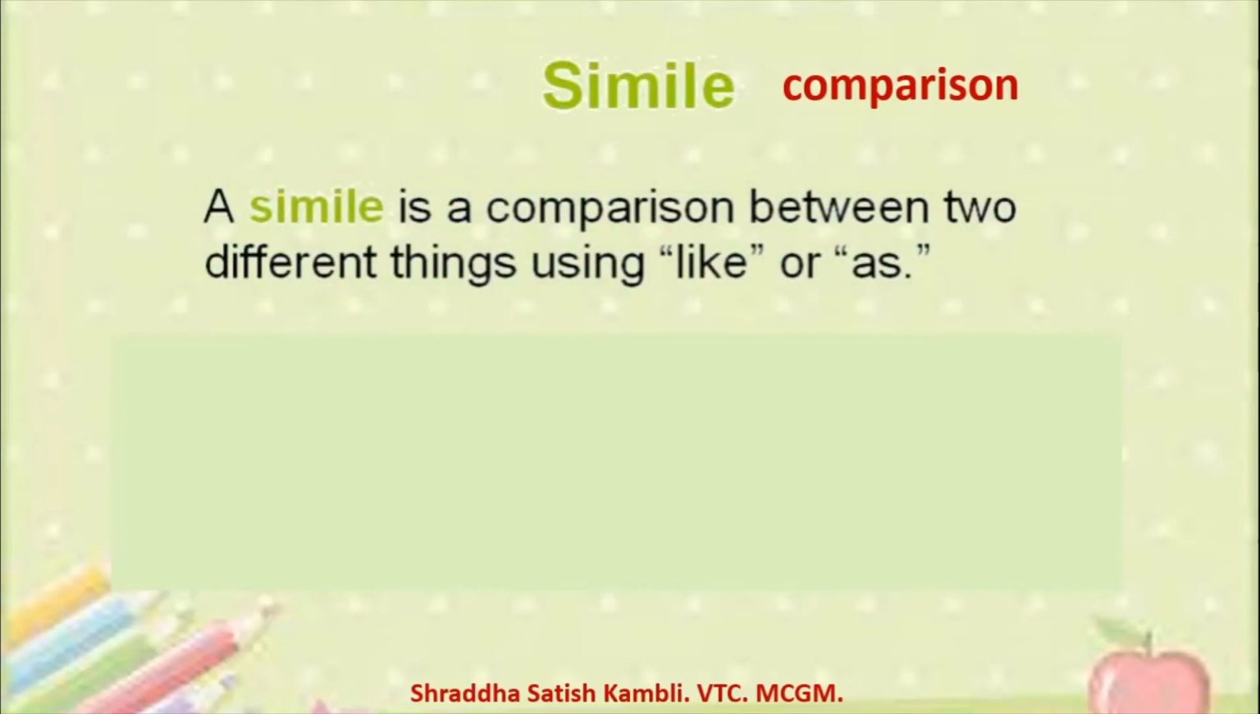A simile is a comparison between two different things using the word like or as. So when you use the word like, when you use the word as to compare two different things, then that particular sentence in the poem becomes an example of a simile. Okay? It is very simple. Simile means comparison using like or as. And I told you this is one of the most commonly found figures of speech which you can see in the poems in your textbook.